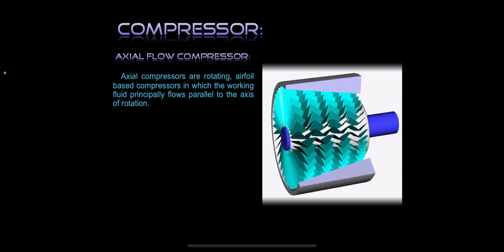The axial flow compressors. The axial compressors are rotating airfoil based compressors in which the working fluid principally flows parallel to the axis of rotation. Axial compressors consist of a shaft that drives a central drum which has a number of annular airfoil rows attached. These rotate between a similar number of stationary airfoil rows attached to a stationary tubular casing. A pair of rotating and stationary airfoils is called a stage. The cross-sectional area between the rotor drum and casing is reduced in the flow direction to maintain axial velocity as the fluid is compressed.